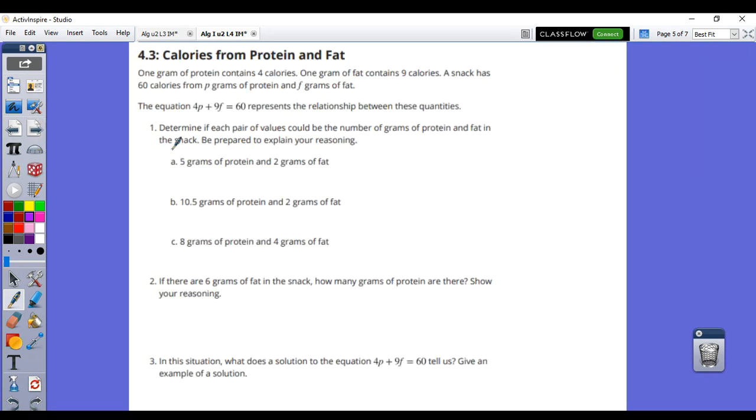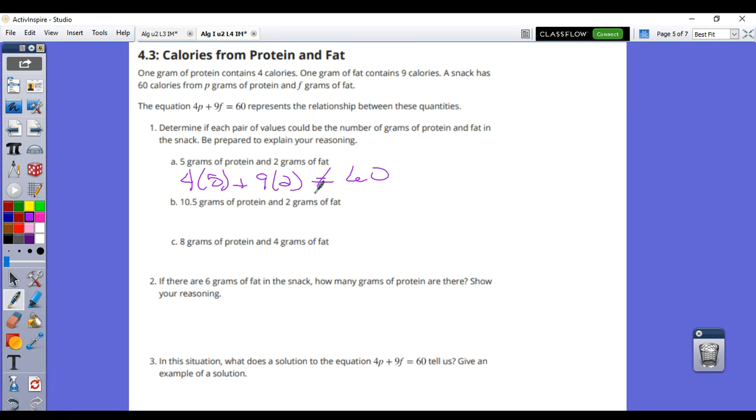And now we go back to calories and proteins and fat. So this equation is 4p plus 9f equals 60. Again, read the problem and answer the questions as best as you can, and then come back. All right, great. Welcome back. So 5 grams of protein and 2 grams of fat. To do that, you would do 4 times the 5 plus 9 times the 2 and see if that equals 60. It does not.